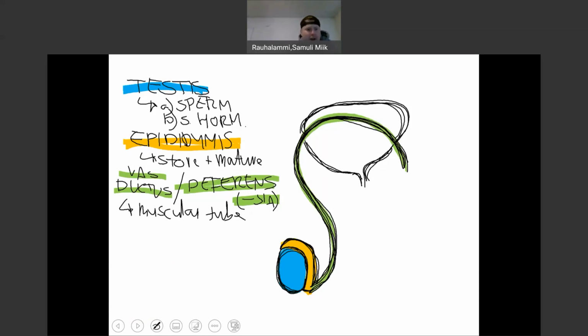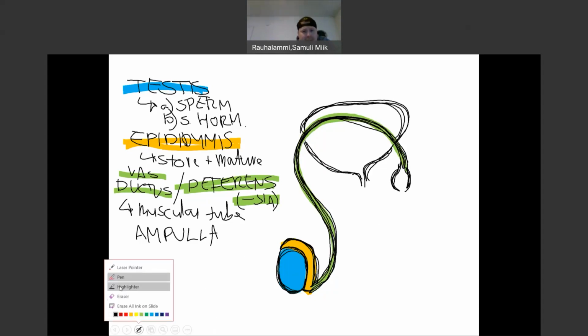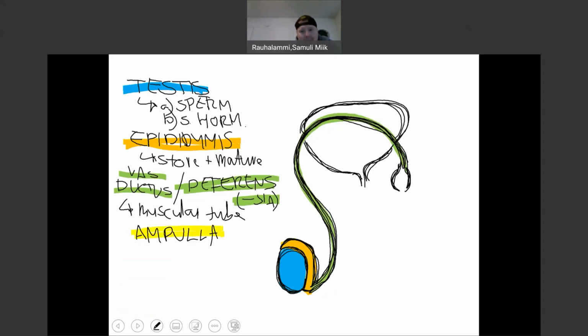So the next structure that I wanted to add to our review can be really considered as an expansion of the vas deferens. So towards the very end, at the posterior side of the urinary bladder, the vas deferens or ductus deferens kind of grows a little bit wider. This structure is going to be known as ampulla. So it's kind of this widening of the ductus deferens, vas deferens.